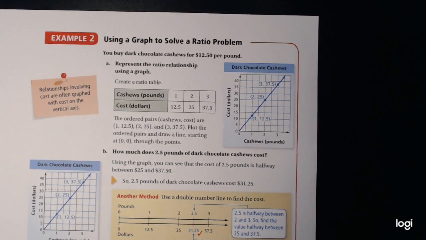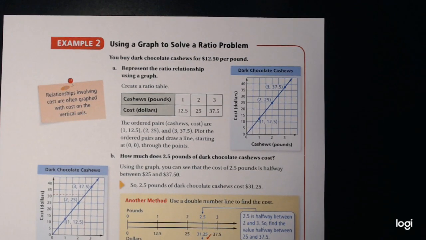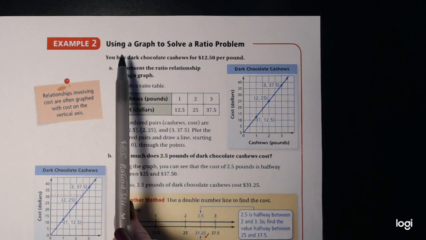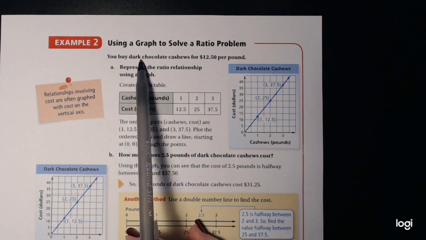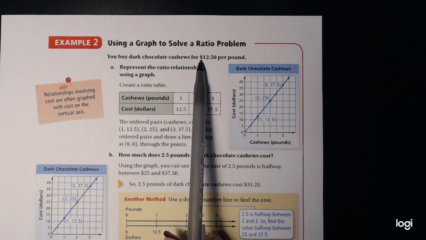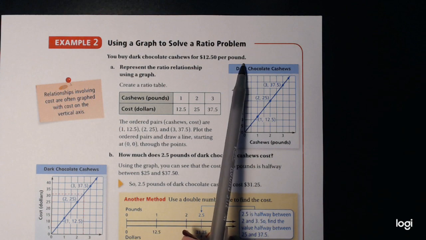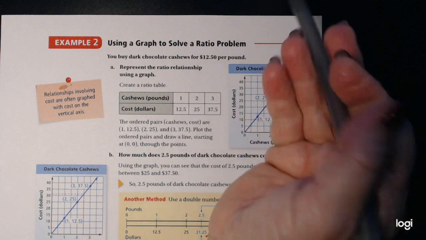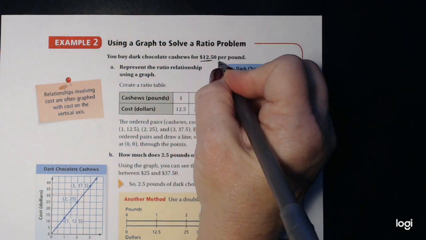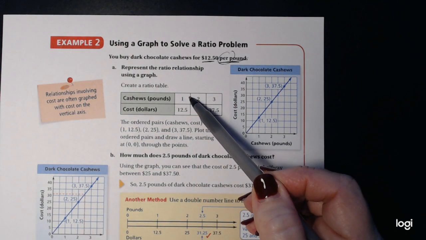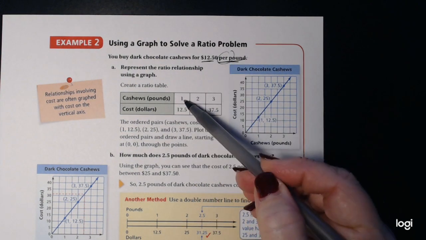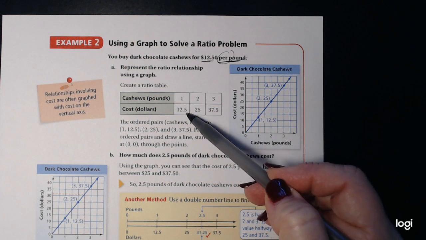All right, so the last thing I'd like to show you is once again in your math book on page 131. They've made here another example for us. This one is about you buy dark chocolate cashews for $12.50 per pound. And so they took this information, $12.50 per pound. Per means 1. So they made a ratio table saying if I buy 1 pound, that's $12.50.